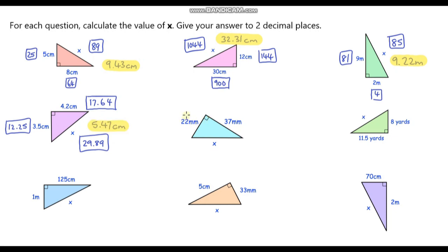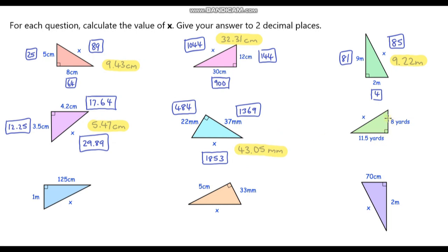Question number 5. So first of all, 22 squared. That is 484. And now 37 squared. That is 1,369. And now we add these together. I get 1,853. And now finally take the square root of this. And I get 43.05. And this time we are dealing with millimeters. So make sure you change your units, otherwise it will be incorrect.